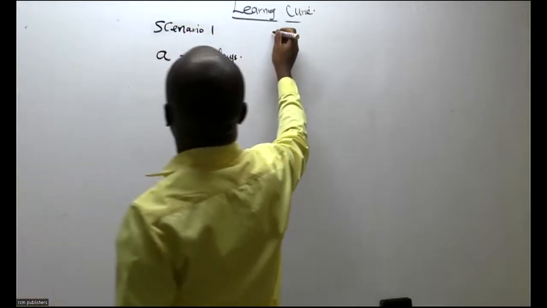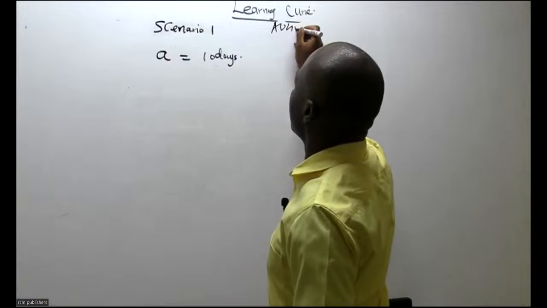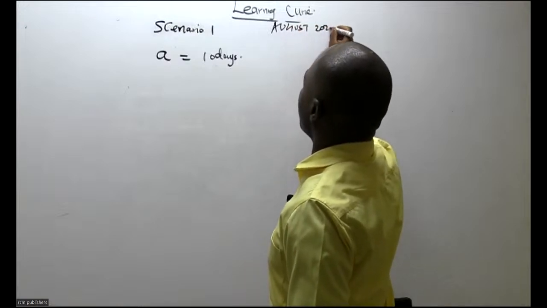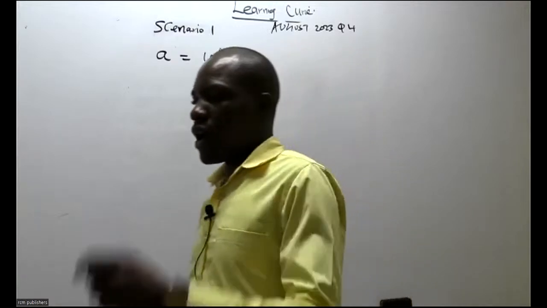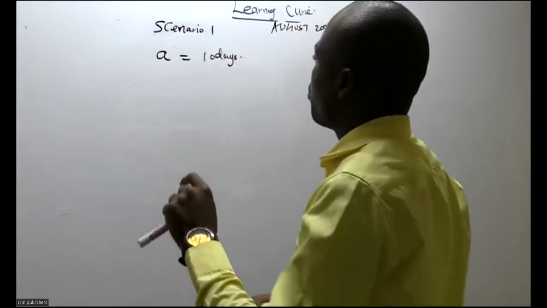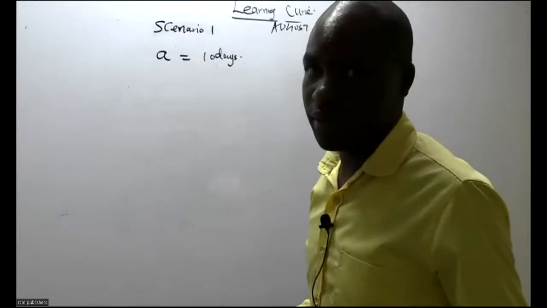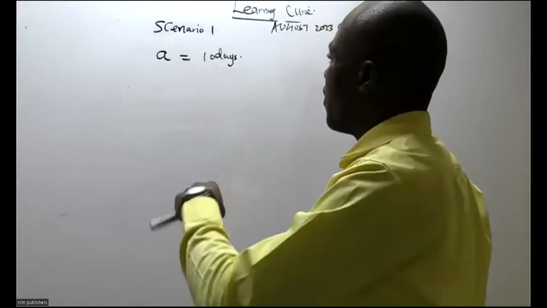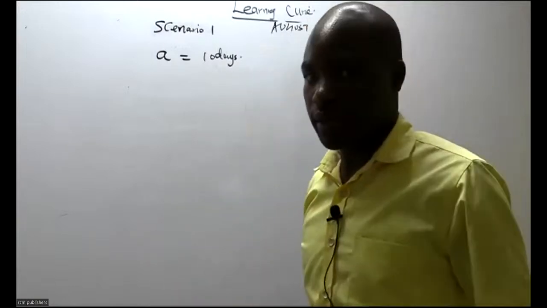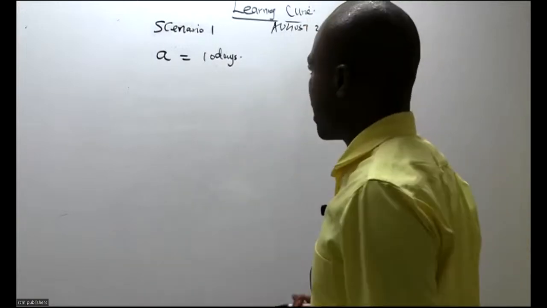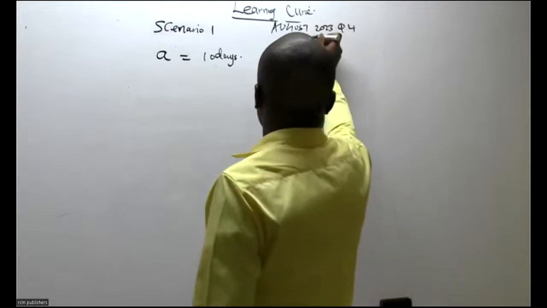Scenario number 1, and we are dealing with August 2023, question number 4. Under scenario number 1, they're supposed to produce all the 15 buses, but work overtime. The normal hours allowed is 92 hours. So are we able to identify even the overtime in the workings here?